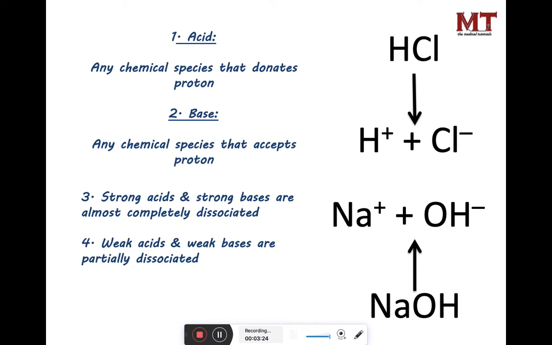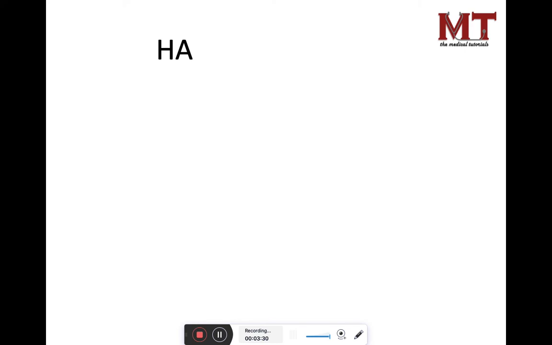On the other hand, weak acids and weak bases are partially dissociated. For example, this is a weak acid. It dissociates into H ion and its corresponding anion. It is not completely dissociated. Suppose there are 100 molecules of this weak acid, maybe there are 50 H ions, 50 anions, and 50 undissociated acid. Maybe there are 30 H ions, 30 anions, 70 undissociated acid. So it is not completely dissociated, partly present as the undissociated form and partly present as the dissociated form. So this reaction is reversible.